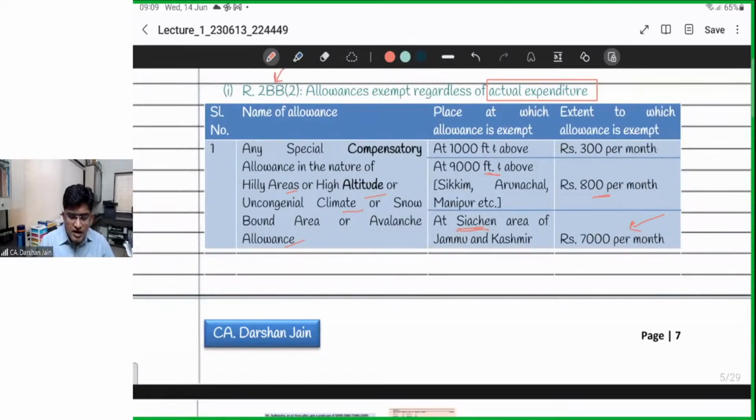So if a particular employee who's posted in Siachen gets an allowance of 10,000 rupees, right? Avalanche allowance of 10,000 rupees. What is exempt? 7,000 rupees. Balance 3,000 rupees would be taxable. Getting my point, friends? Yes.